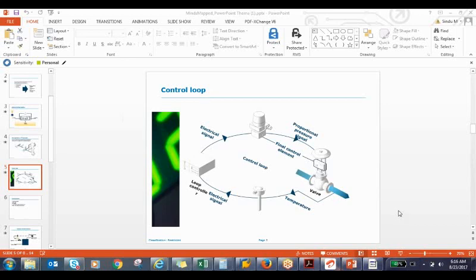So in the control loop you are seeing, what is the primary sensing element, and what do you think the valve is going to do? Temperature is a sensor. Okay. Then two is electrical signals. And pressure is also a sensor. Valve is an actuator. Okay.